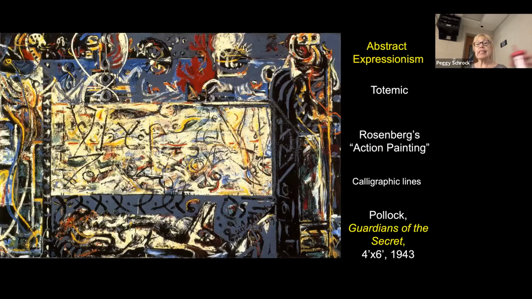My favorite of the totemics is Guardians of the Secret. And of course, immediately I want to know, who are the guardians and what is the secret? The title itself has this mystery, this vague reference that art somehow can access information, that there's some kind of hidden or secret knowledge that is there that can be accessed.